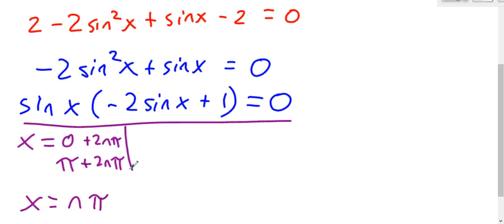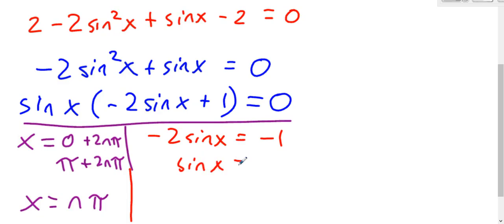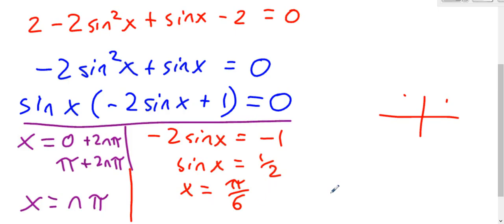And then for this side, negative 2 sine x, move the 1 over, equals negative 1. Divide by negative 2. Sine equals 1/2 is positive, so it's these 2 quadrants, 1 and 2. It's 1/2, so it's pi over 6. It's pi over 6 and 5 pi over 6 plus 2n pi.